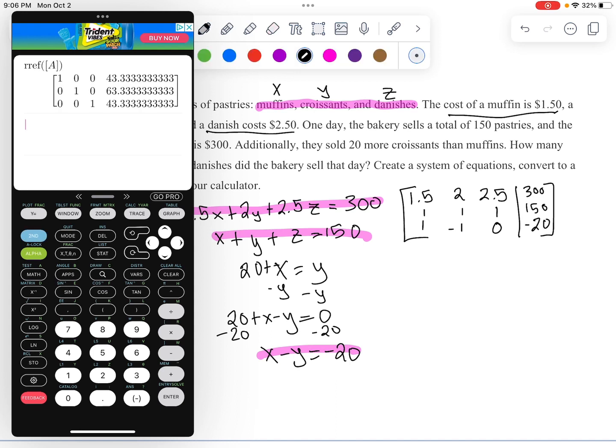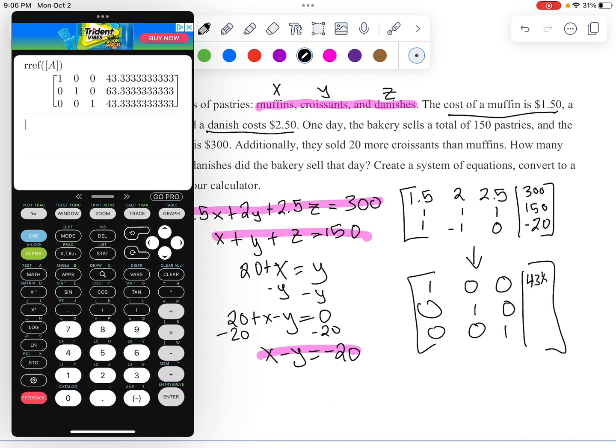Okay, so I'm going to round down to just what roughly it is. So our new matrix is going to be 1, 0, 0, bar, 0, 1, 0, 0, 0, 1. So then we'd have 43 and 1/3, 63 and 1/3, and 43 and 1/3. Okay, so that means we sold roughly 43 muffins, 63 croissants, and 43 danishes. Okay, so that's just roughly, some of that might be off, but that's okay.